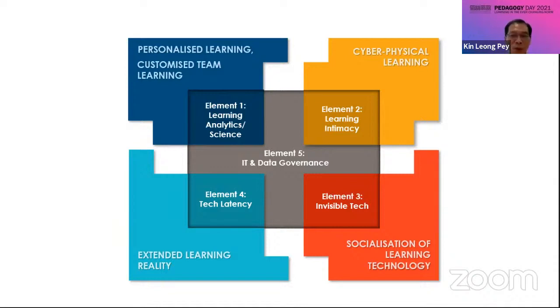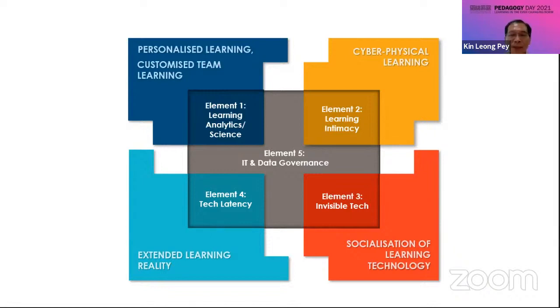More importantly, with that concept in mind, we nail down to 4 sub-elements. Element 1, which you can see on the top left-hand corner, is focusing on learning analytics and learning science. Really, at the end of the day, we want to create very personalized learning and custom team-based learning, so that we can go deep in and ensure that the learning objectives and the learning outcomes are met.